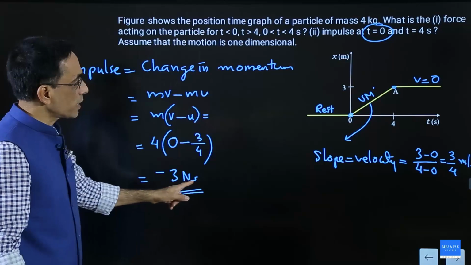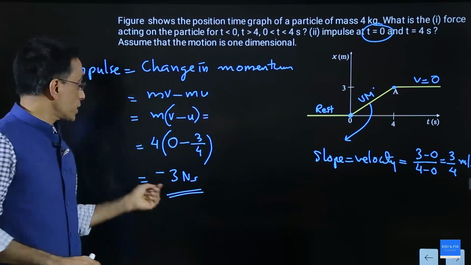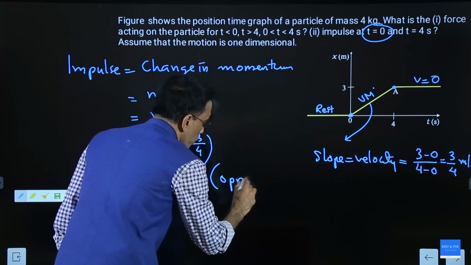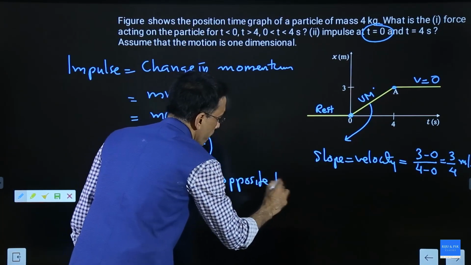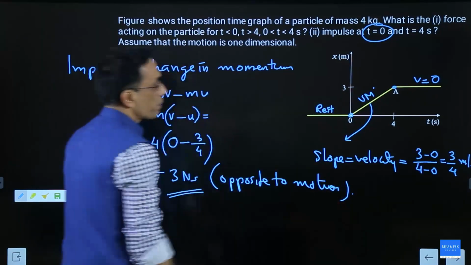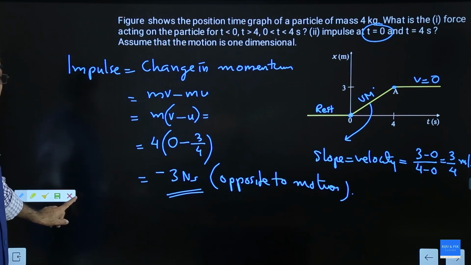This minus 3 says that it is opposite to the motion. Body was moving and it got stopped. That is why the minus sign, opposite to motion. So we can say this is applied opposite to motion. Is that okay? That is it. So please practice this.